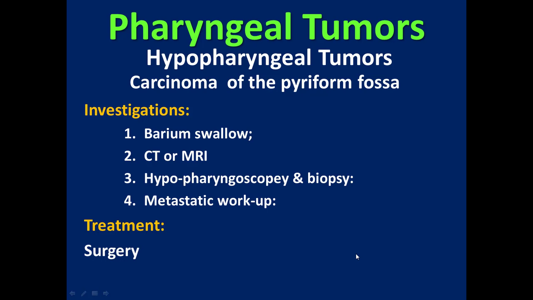For investigation, again, barium swallow is very important for determining the site of the lesion and must be supplemented by CT scan and MRI as imaging for determining the site and the extension of the lesion. Hypopharyngoscopy is done to see the tumor and take a biopsy to confirm the diagnosis. After the diagnosis of carcinoma of the piriform fossa is confirmed, you need to do a metastatic work-up to see if the tumor is localized to this region or extended to others. The treatment is surgical excision.